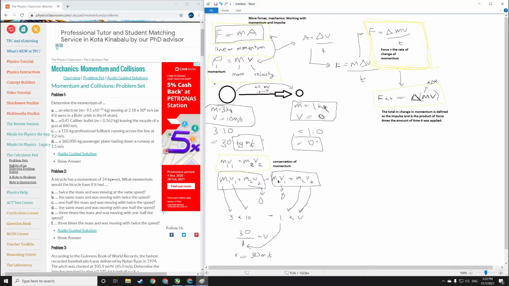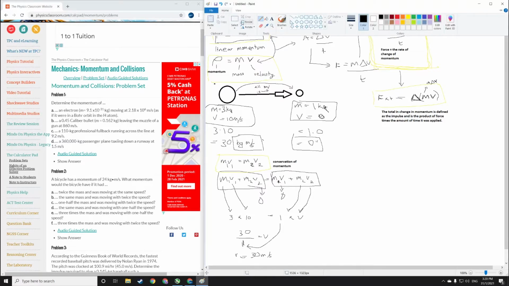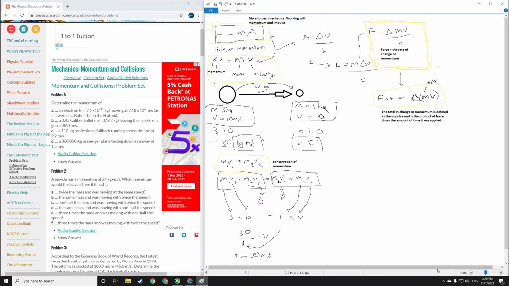Then we can rearrange F equals ma, where a equals the change in velocity over time, to give us this new equation, which is nothing but a rearrangement, and it's just delta mv over t, which is the rate of change in momentum. Then we can multiply both sides by time, so we get the impulse of an object, which is just how much the momentum has changed, and it's the product of the force times the amount of time it was applied. And so we have all of that information with us now.